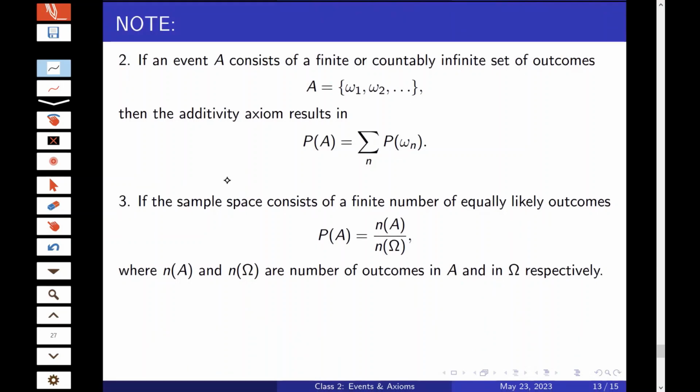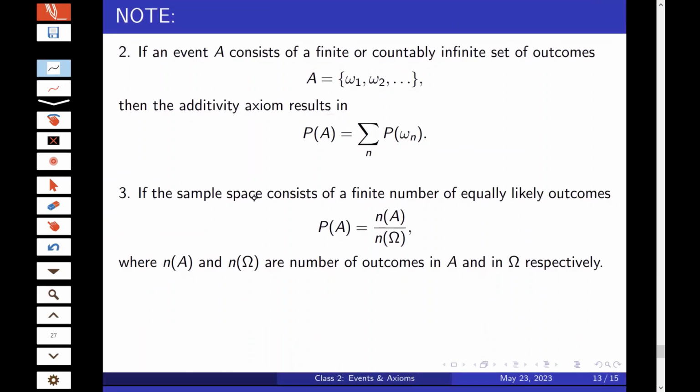Three more notes and we are done with today's video. So the second note is, suppose you have event A consisting of a finite number of outcomes, or a countably infinite set of outcomes. Then you can find the probability of A by adding the probability of each outcome. Okay. So if I expand this side, this is the same as probability of omega 1 plus probability of omega 2 and so on. So finding the probability of event A is the same as finding the probability of outcome 1, outcome 2, and so on.